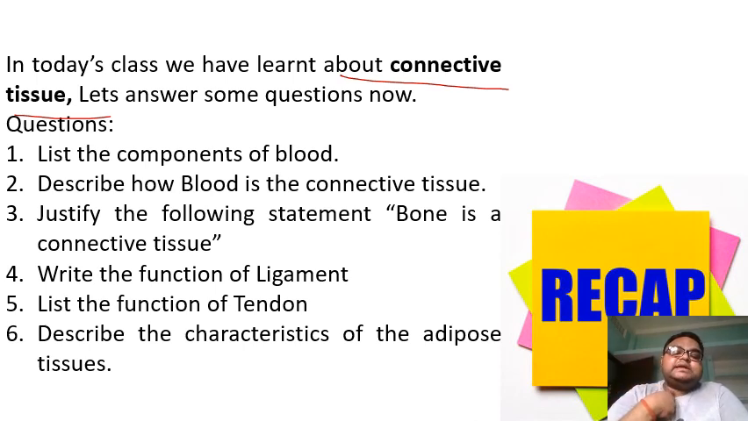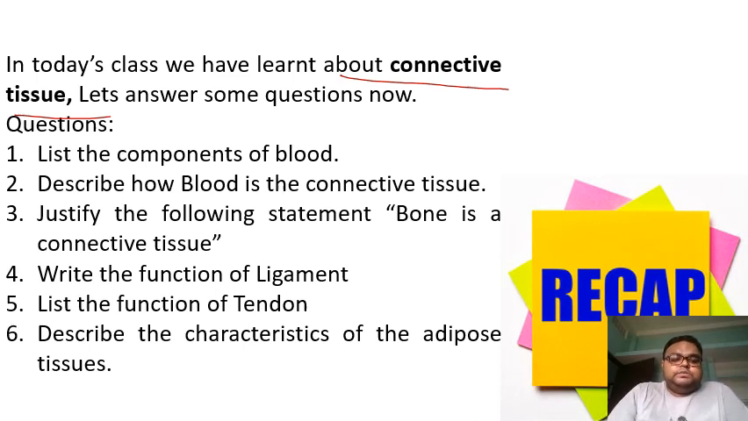Now, who will describe how blood is a connective tissue? Students, we know blood connects different parts of our body. It connects different parts of our body by providing nutrition and transporting substances like hormones and enzymes, transporting oxygen, carbon dioxide and waste products. So that's why blood is a form of connective tissue.